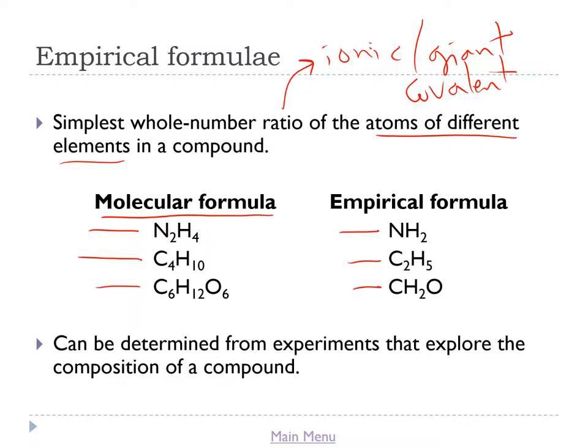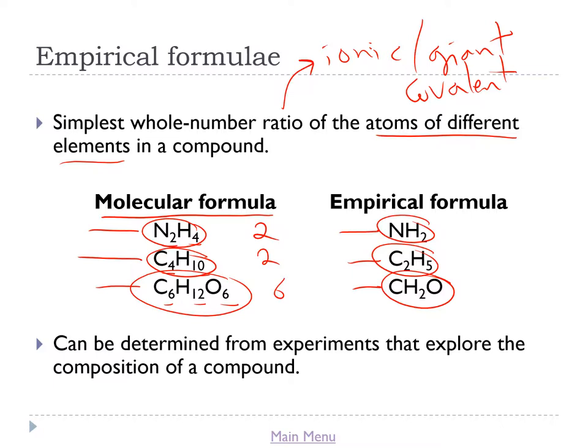How do we get from here to here? What we do is we just look for the highest common factor of each of the numbers of atoms, and we just divide by that number. So here, the highest common factor of 2 and 4 is 2. So divide these by 2, you're going to get that. Highest common factor of 4 and 10 is 2. So divide these by 2, you get that. Highest common factor of 6, 12 and 6 is 6. So divide that by 6 and you will get CH2O.